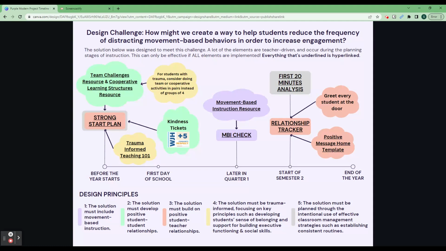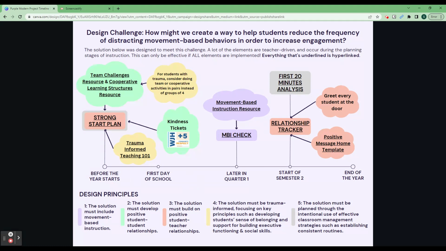And this solution is essentially a timeline with a ton of associated activities. And so, the timeline is really weighted towards the beginning of the year. So it starts before the school year even starts, progresses to sort of a reflection point midway through the year. And this is because in order to address this design challenge, we really need a lot of intentional planning beforehand, as well as reflection along the way.